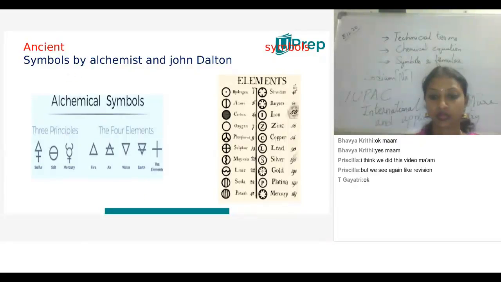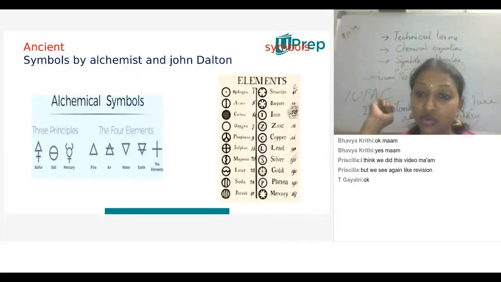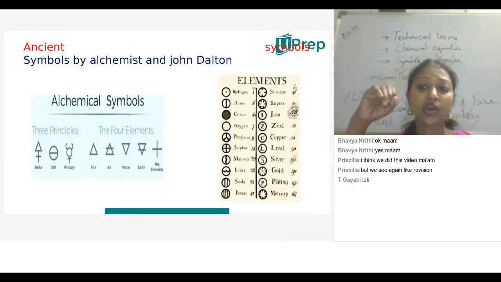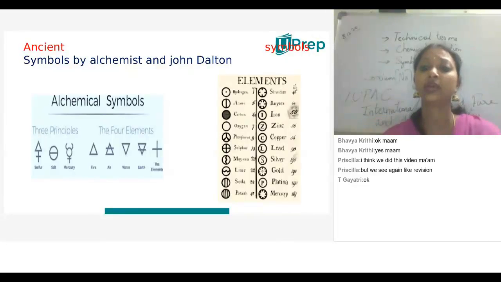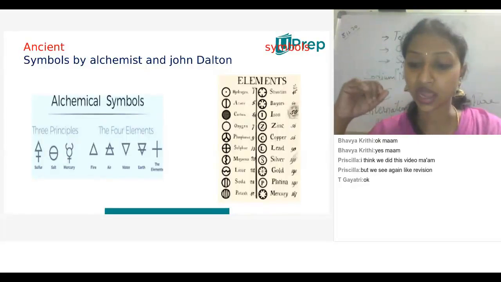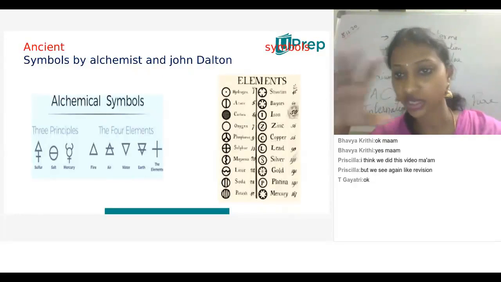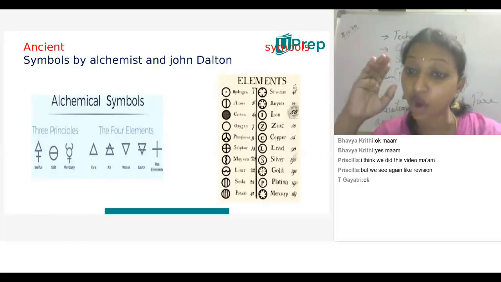Understood? Symbols by alchemists, symbols by John Dalton, how he has given. The alchemists viewed only four different zones. When they placed the elements found at the time into these four zones, it was very difficult. Why? There is no unique identity of individual elements. But these 118 elements have different properties. Based on the properties they arranged them, but they did not give the identity for the individual elements.